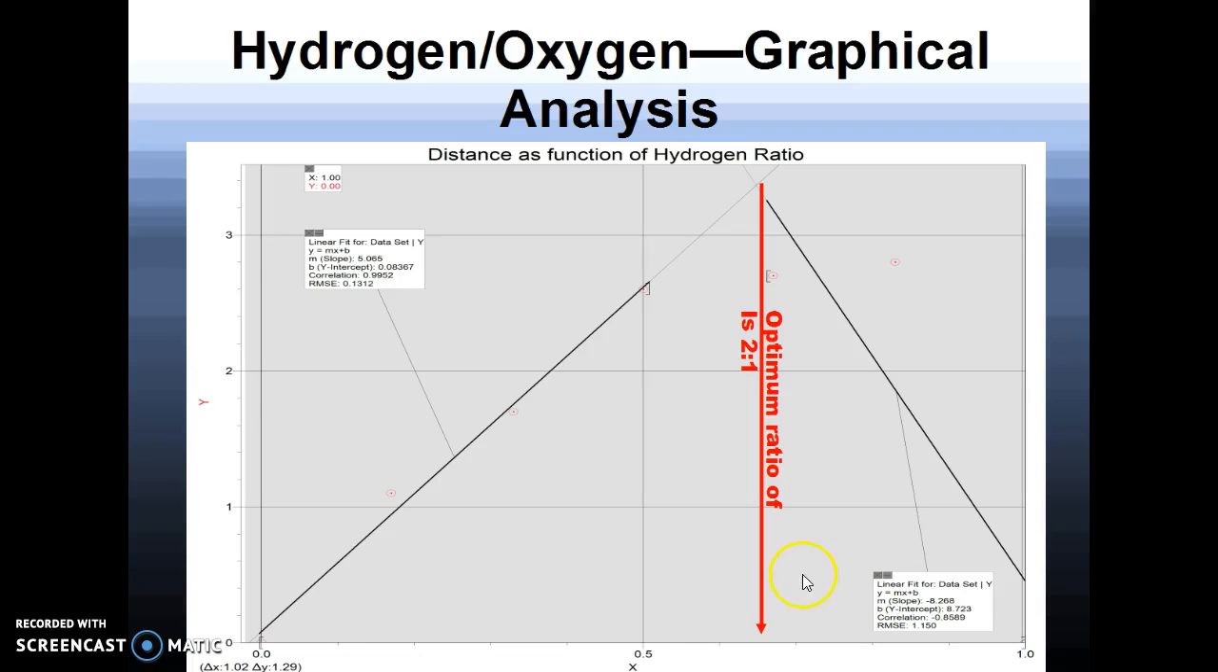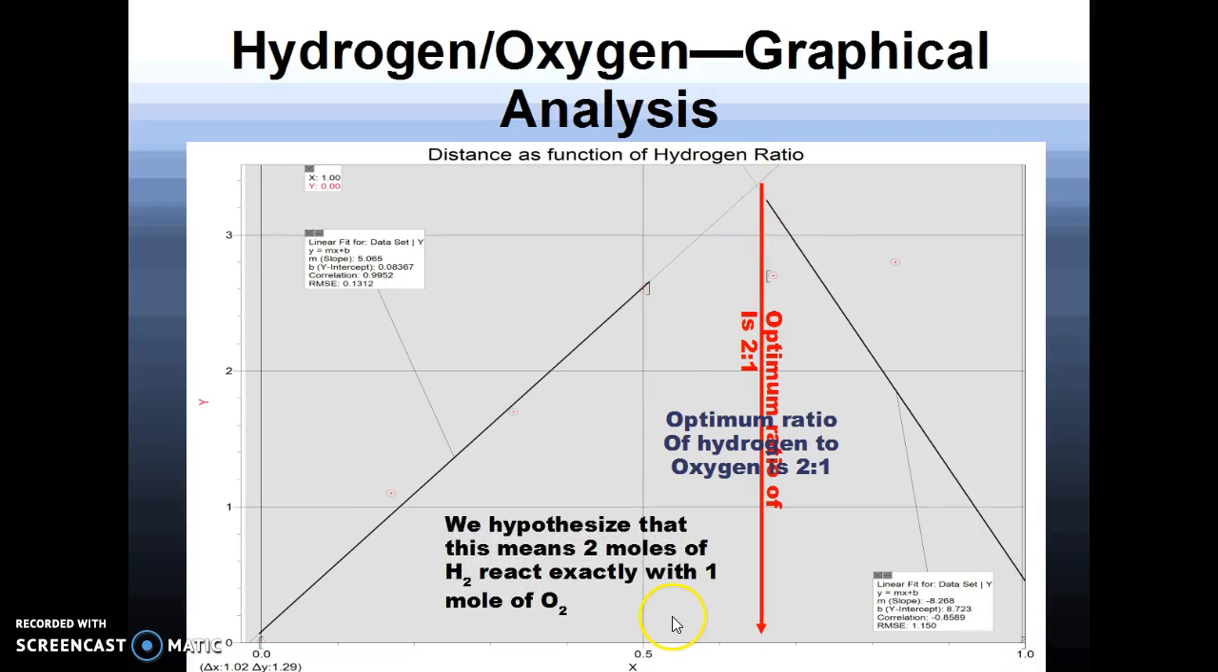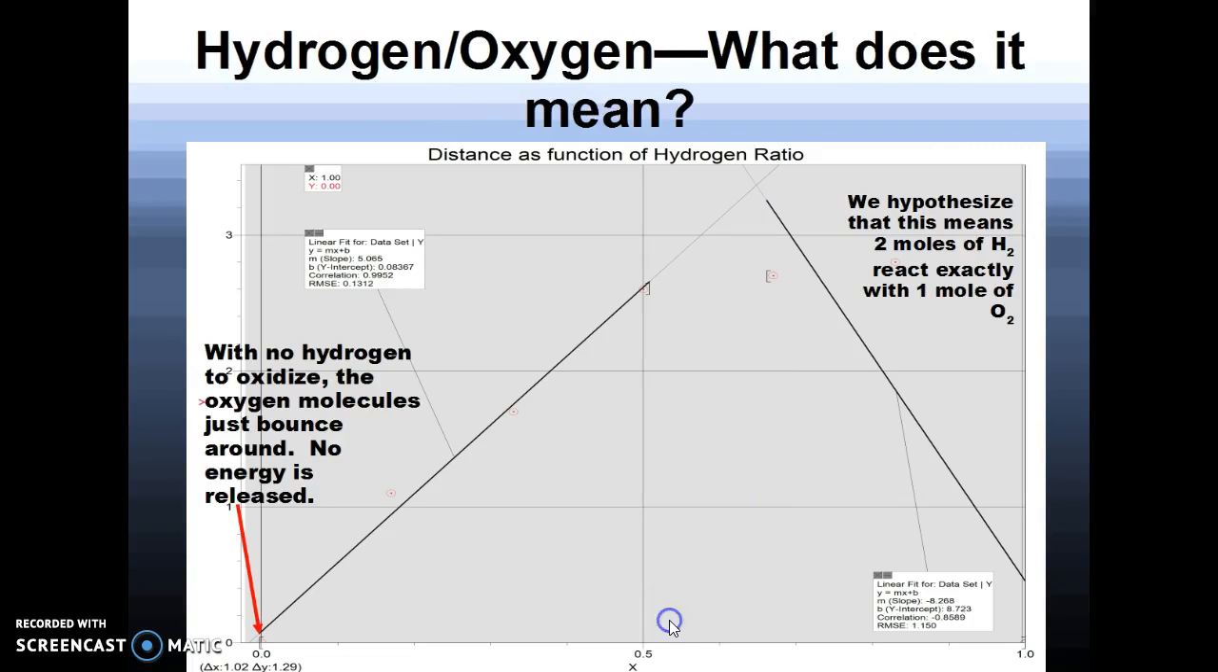We can then graph that. The distance is a function of the hydrogen ratio. Here, the optimum ratio of hydrogen to oxygen appears to be 2 to 1. As we've added hydrogen, we get to a point where the hydrogen is about 2/3 of the total volume and the oxygen about 1/3, and we seem to hit a high point. We hypothesize that this means that 2 moles of hydrogen will react exactly with 1 mole of oxygen.